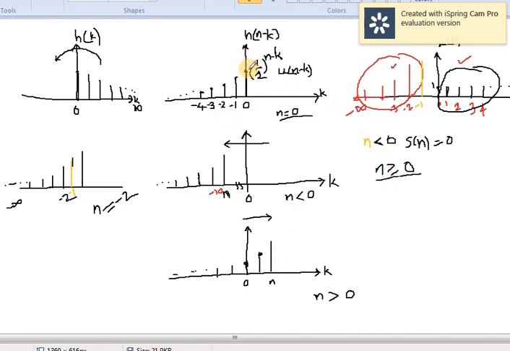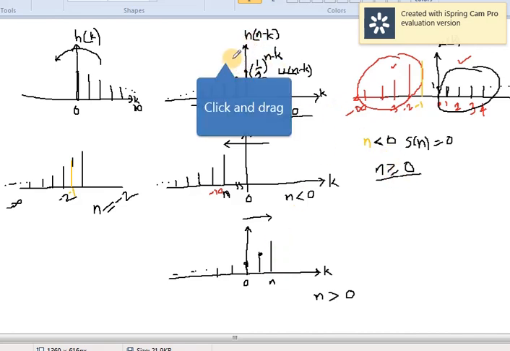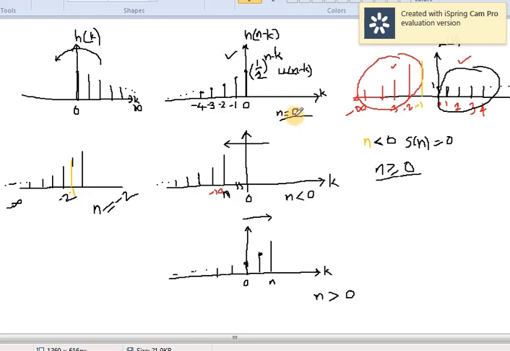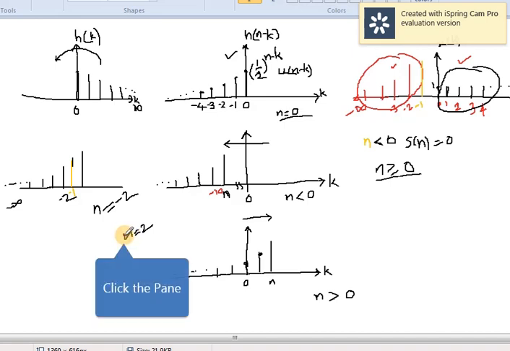And if the value of n is anything that is positive, then our h of n minus k is going to shift by that unit onto the right side, and some of the samples are going to overlap x of k and h of n minus k. Both of them overlap and will give the non-zero result. Let's learn it with n is equal to 2.